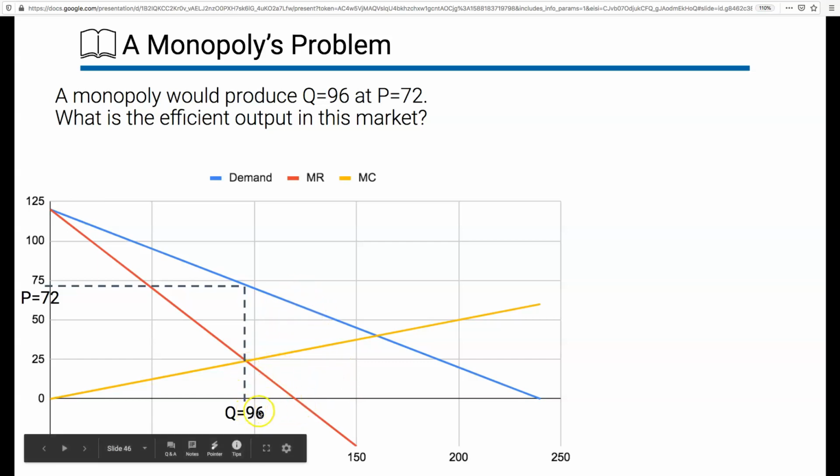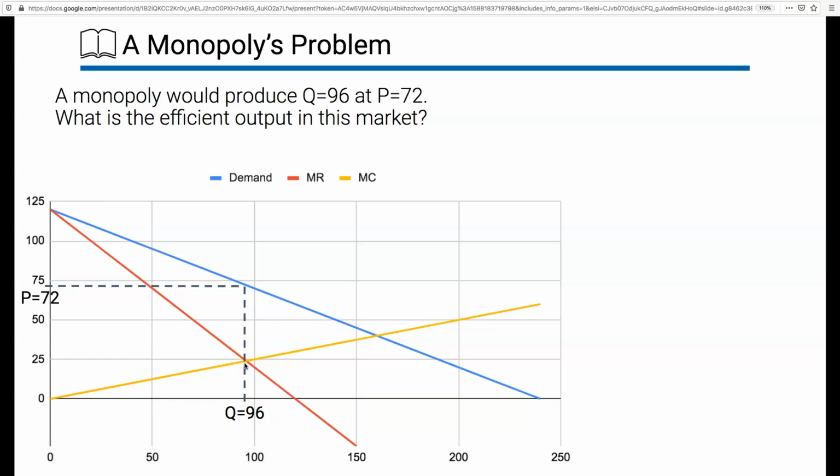Because if you think about the output at which the monopolist stops, 96, the marginal cost at 96 is just a little bit short of 25. I think it's 96 over 4, 24. So the monopolist produces the last unit at $24 and sells it at 72. So clearly there are people who are willing to pay a little bit under 72, say 70 or 65, for the output that the monopolist can potentially produce at a cost of 25, 28, 30.